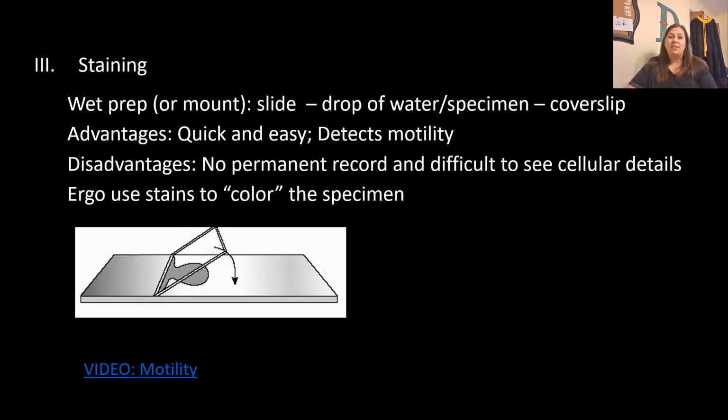Some advantages to this is it is quick and easy, and it does allow you to detect motility, movement. The problem with this, though, is there's no permanent record. Once you take that off, all those microorganisms that were on that wet mount are gone. It's also very difficult to see specific cellular structures or details when we're using a wet mount because there's no stain involved. So the reason we do staining is to give color to the specimen against that bright background so that we can see things a little bit better. All right, and so again, here's a link to a video if you go into the PowerPoint and you can look at some examples of motility.